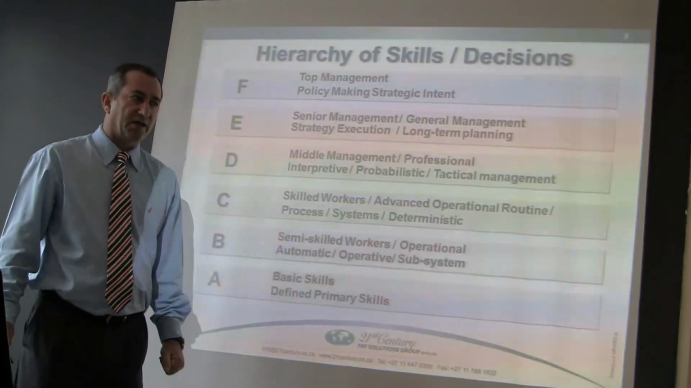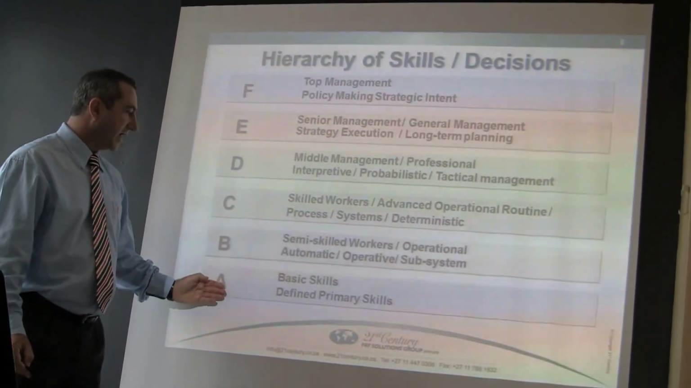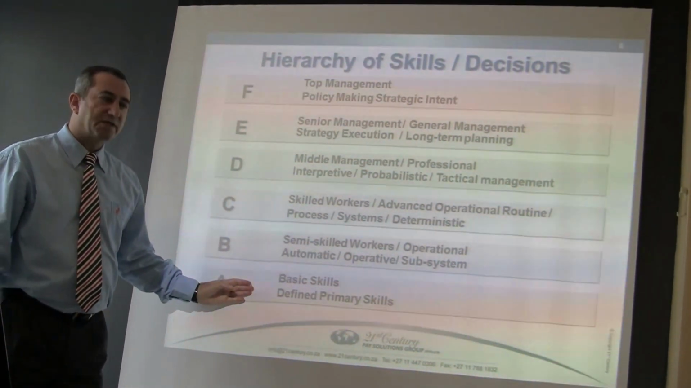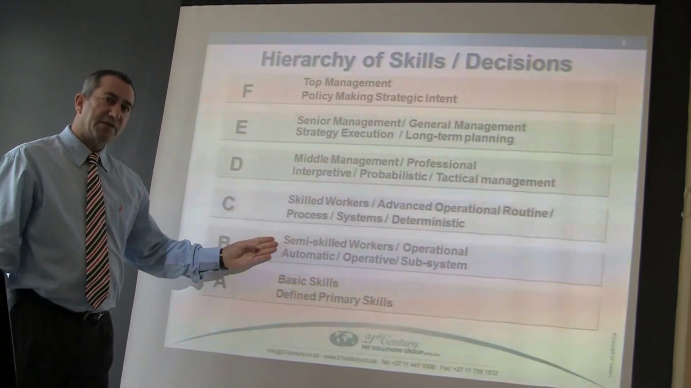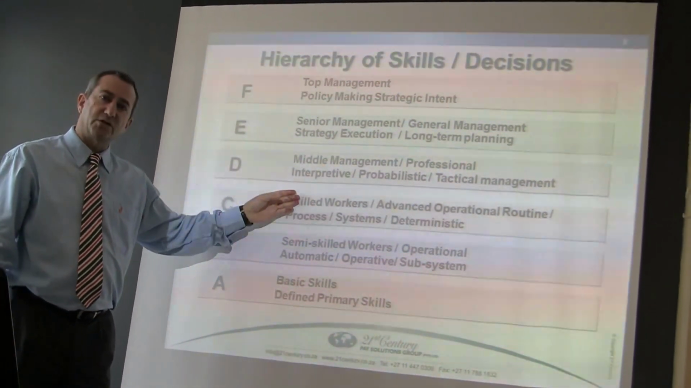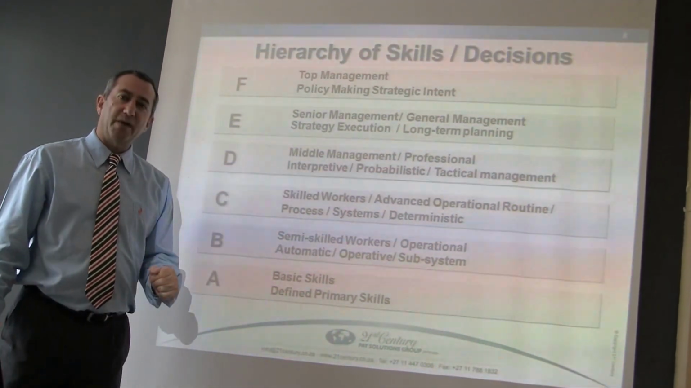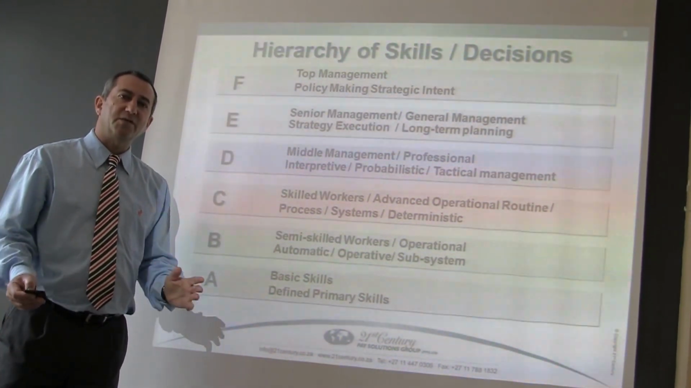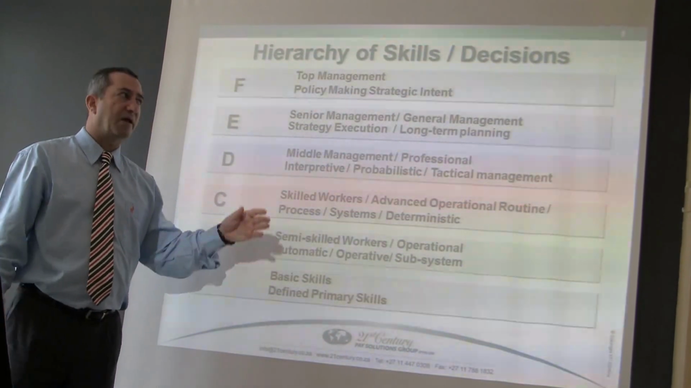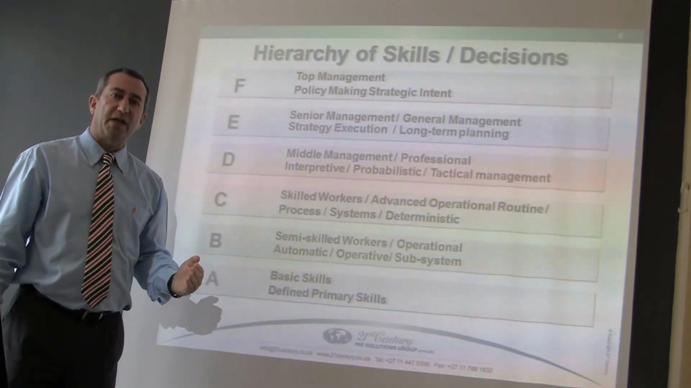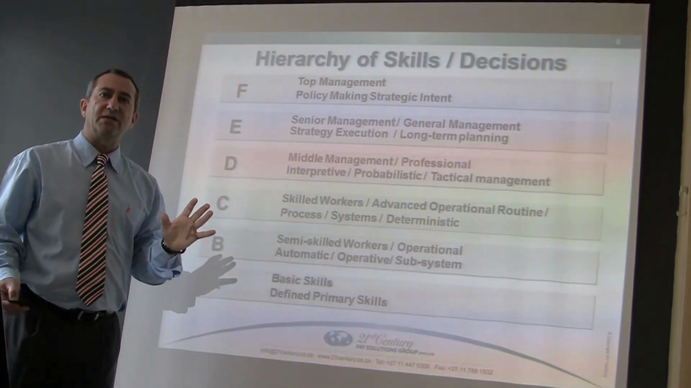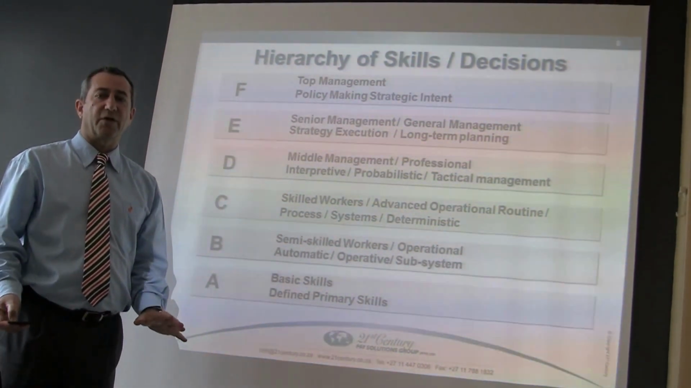How does it look? This is what it looks like. It has a scale from A through to F, and A is basic or primary skills, B is semi-skilled, C is skilled or advanced operational, D is middle management or professional, E is senior management or strategic management, long-term decision making, and F is your top management or policy making. So the 6 levels form the basic framework of Paterson job evaluation.